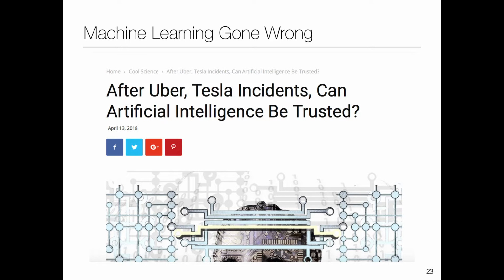There was again a crash with the Tesla also. And then people were even asking, should artificial intelligence, quote unquote, machine learning in this specific case, should it even be trusted or not?